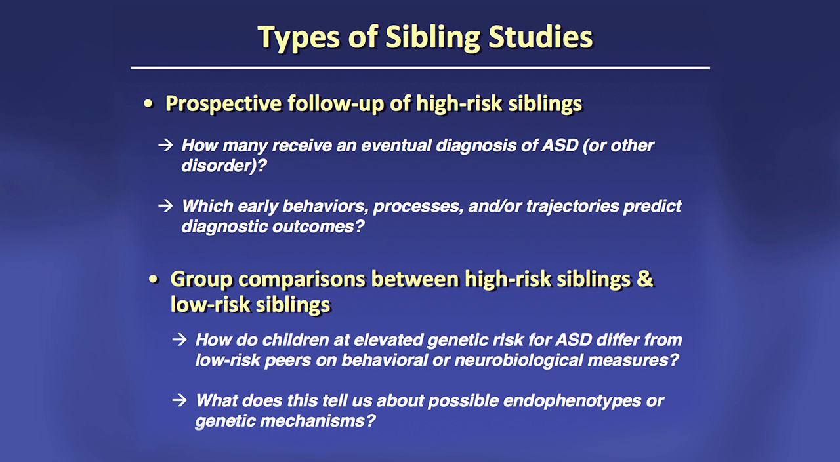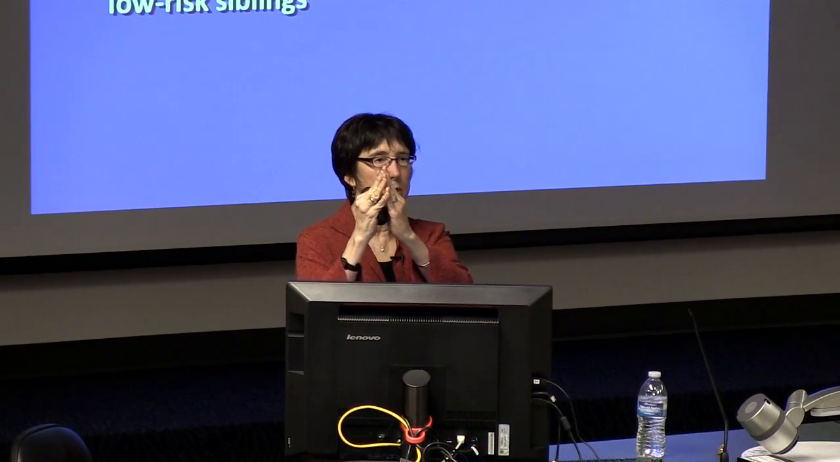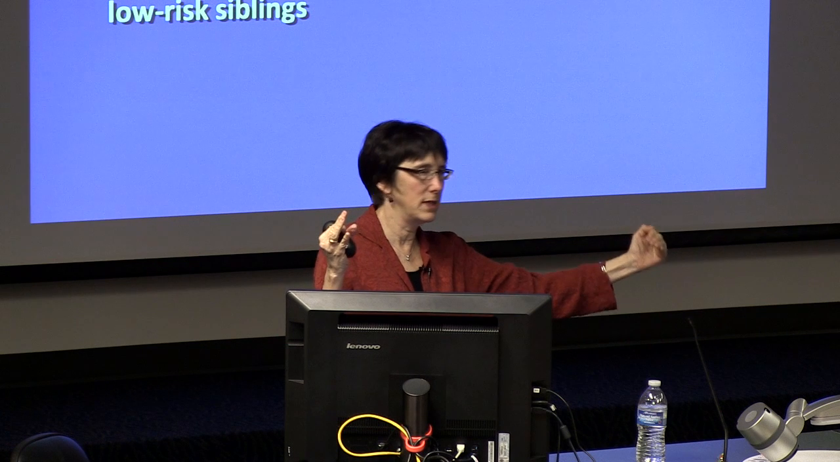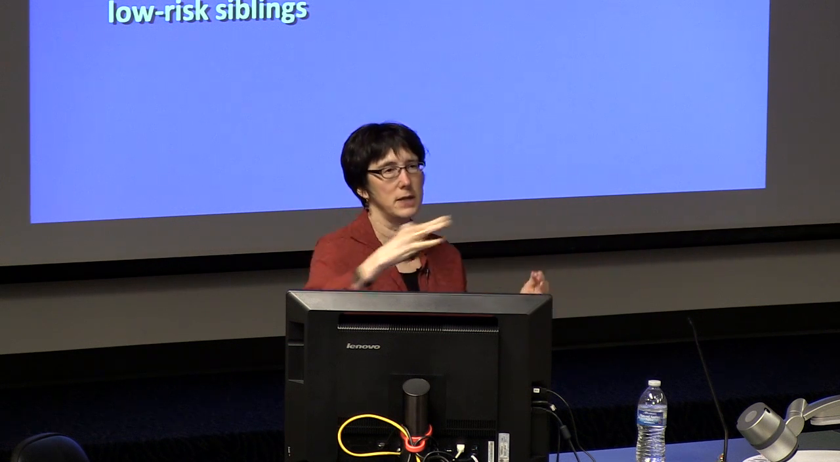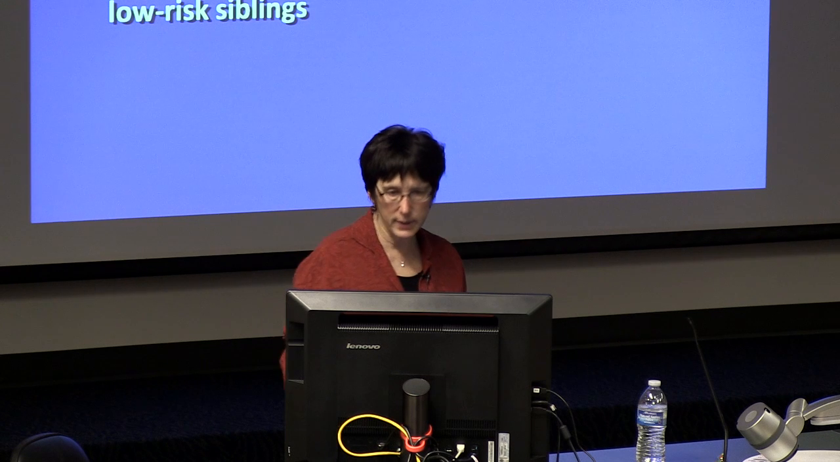So there are two different types of sibling studies. One is starting young at birth, 6 months, 3 months, and following the children prospectively over time. And the questions that we can ask with this are, well, how many of these children end up with autism? And what are the early behaviors that were predictive of it? It's much better to follow them prospectively than to look retrospectively, where you already know a child has autism, and then you're asking, what did they look like then? It's just a better scientific, less biased way of doing it.